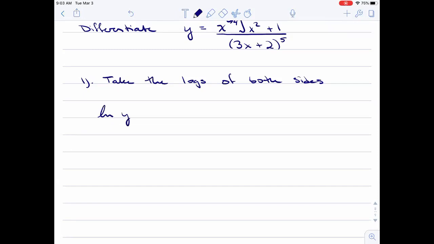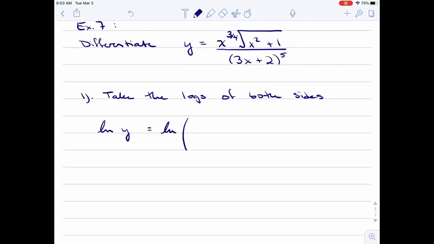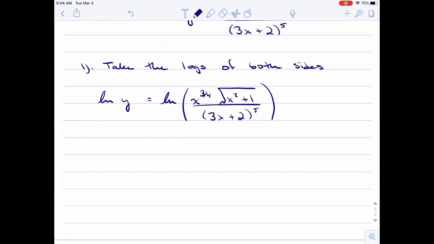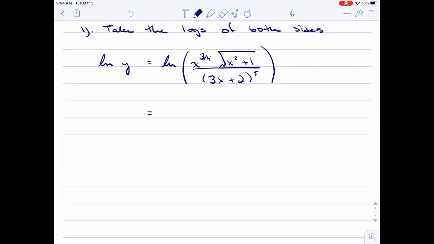So I get the natural log of y equals, and what I'll do first is I'll just wrap it up around everything here, and then we'll slowly pick things apart using the log laws. So we take the natural log of x to the 3 over 4 root x squared plus 1 over 3x plus 2 to the 5. First things first, if I'm multiplying inside the logs, then I'm going to be adding the logs when I split them up. If I'm dividing inside the logs, then I'm going to be subtracting. So I can break this up to be the log of x to the 3 over 4 root x squared plus 1 minus the log of 3x plus 2 to the power of 5.